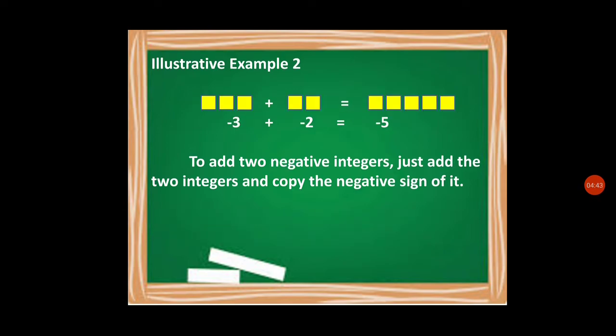Next, illustrative example number 2. There are 3 negative tiles plus 2 negative tiles equals 5 negative tiles. Therefore, negative 3 plus negative 2 equals negative 5. To add two negative integers, just add the two integers and copy the negative sign.